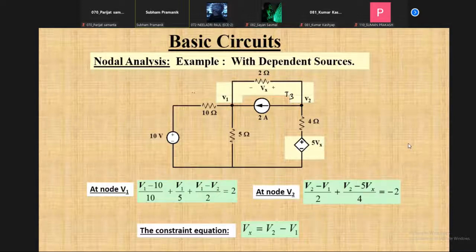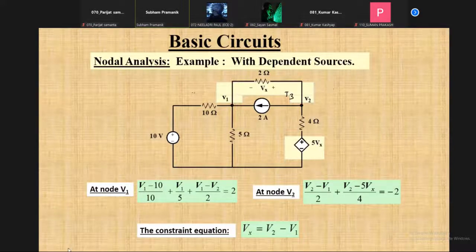Sir, one question. If suppose there is a voltage source between two non-reference nodes, then how to calculate the current through that? Yes, possible. That is actually a part that you will learn in supernode. It may happen that in between two non-reference nodes there is a voltage source. That's what you are saying, right? Yes, sir. So that basically leads to a constraint.